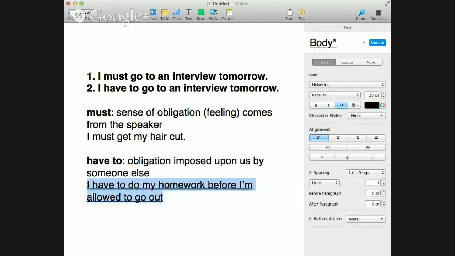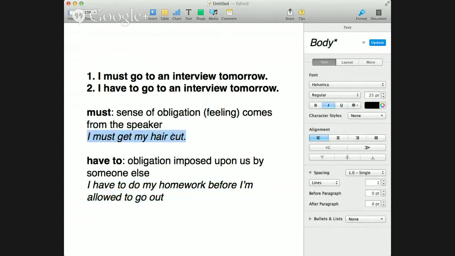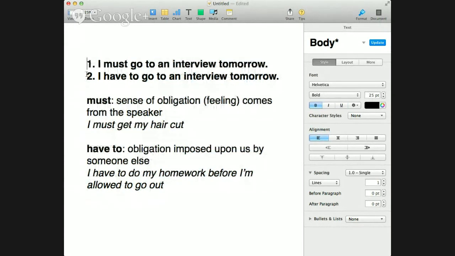So, let's just leave these on the screen for a moment. And what I'm going to do is get you to think of your own example. So just think about your lives for a moment. And I want you to come up with, first of all, an example sentence using the word must, okay? So just think about what we've got on the screen.